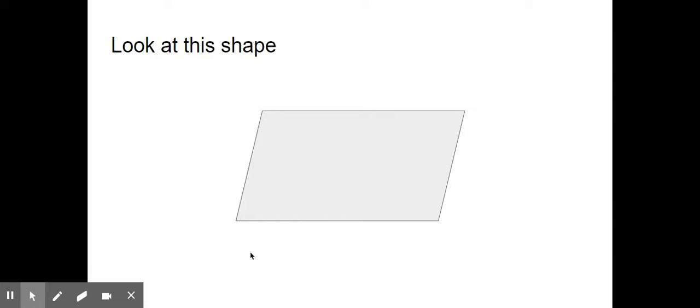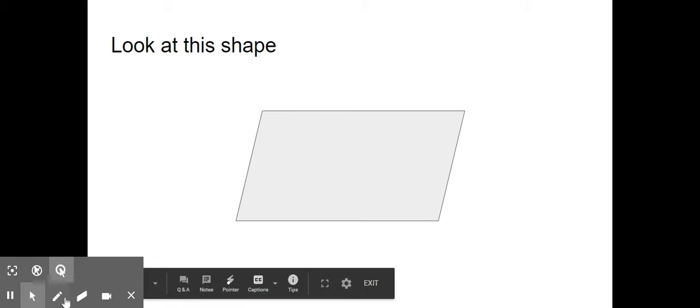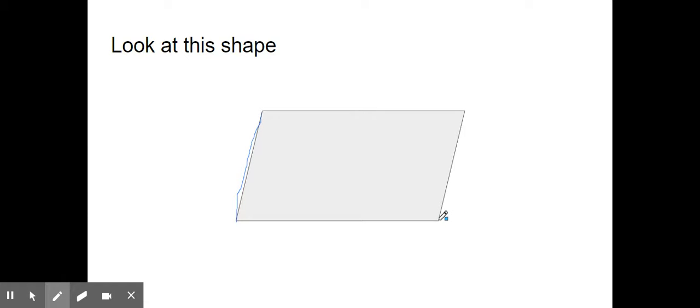What type of shape do you think this is? This is also a quadrilateral. It has 4 sides, so it is a quadrilateral. What do you notice about these sides? Are they parallel? I notice that this side on the left and this side on the right are parallel.